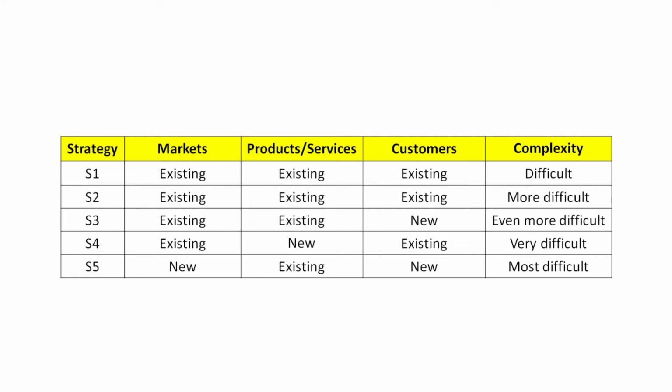S3 is more difficult than S2 since it requires luring customers away from the competitors, which is not easy. If a strategy involves at least one new parameter, it is usually quite difficult to implement. S4 and S5 are in this category of higher complexity. Out of these two, S5 is much more difficult than S4 since in the new market there are a large number of competitors and potential customers will not know about the business and its products and services.